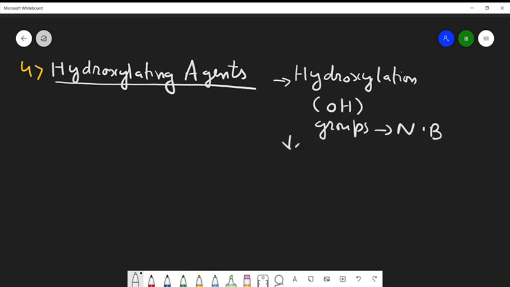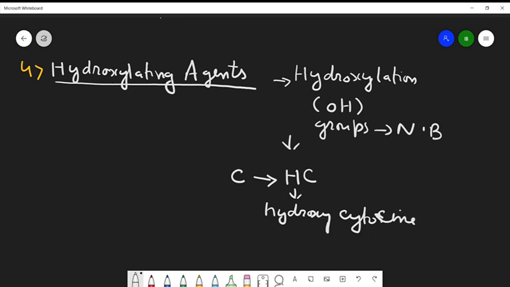For example, if the base, that is cytosine, gets hydroxylated, it becomes hydroxycytosine. And this hydroxycytosine, instead of cytosine, will base pair differently. Normally cytosine would have base paired with the guanine, but this hydroxycytosine instead base pairs with the adenine. Again, you can note here that guanine, a purine, is being replaced by another purine, that is the adenine.